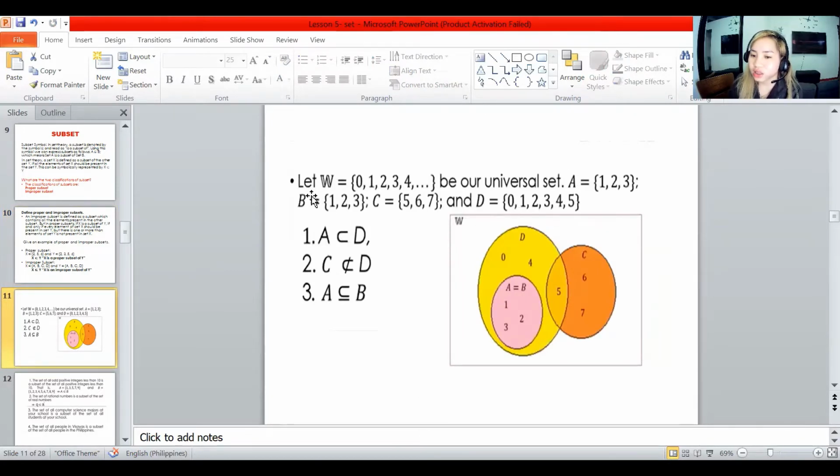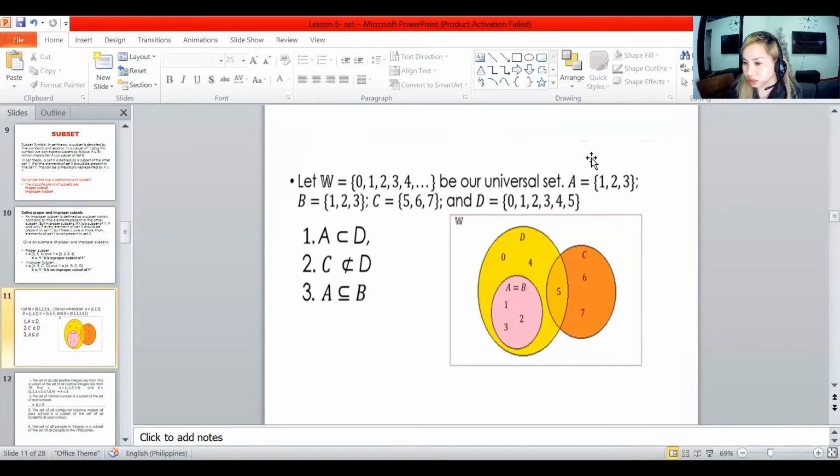So, ayan. Another example. Meron tayong let W is equal to 0, 1, 2, 3, 4, and so on, be our universal set. So, universal set daw natin from 0 to infinity and so on. Ang set A natin is equal to 1, 2, 3. Ang B natin is 1, 2, 3 din. Ang C natin 5, 6, 7. And set D is equal to 0, 1, 2, 3, 4, 5.